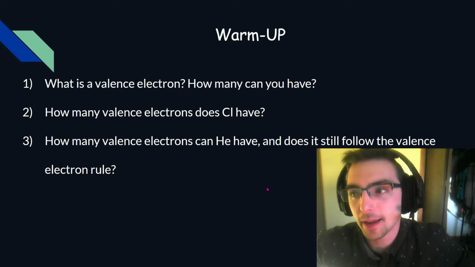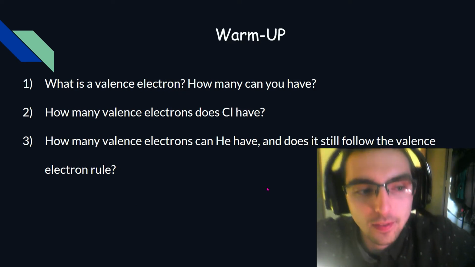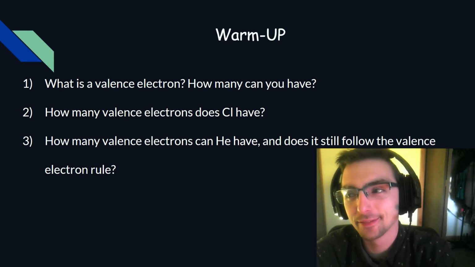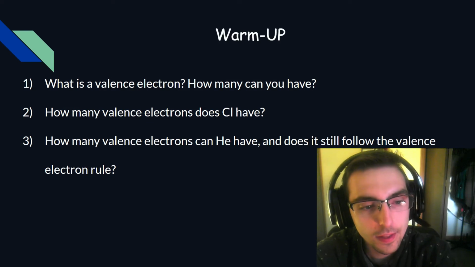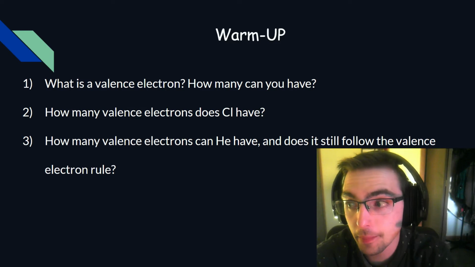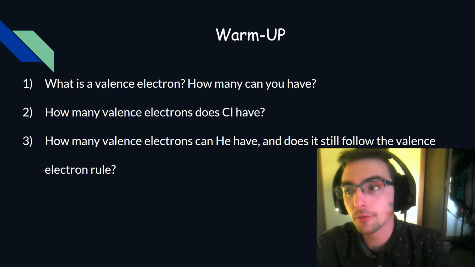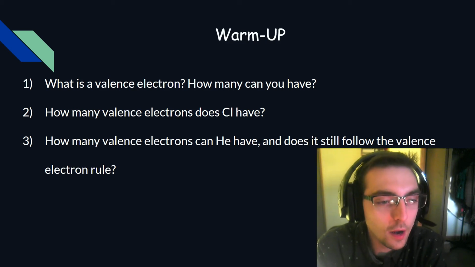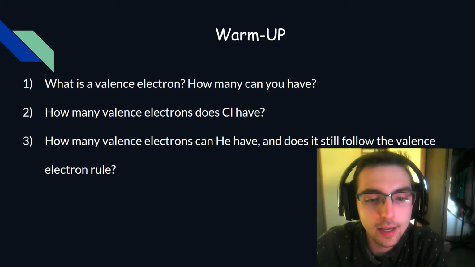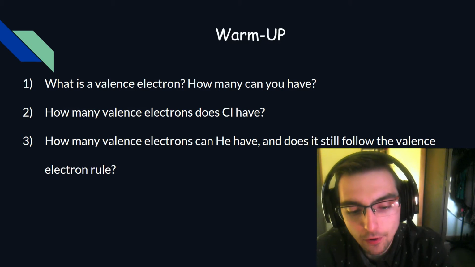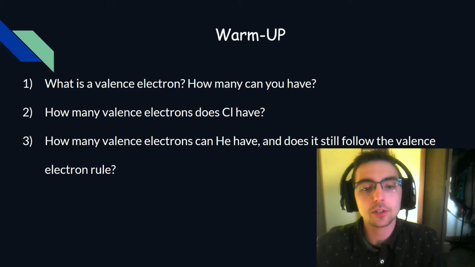So for the warm-up today, I have 3 questions for you. First one is, what is a valence electron, and how many can you have? The second question is, how many valence electrons does Cl have? You're going to need a periodic table for that, so please click on the link right here. And lastly, how many valence electrons can He have, and does it still follow the valence electron rule? So let's pause the video right now and answer the questions inside your notes.